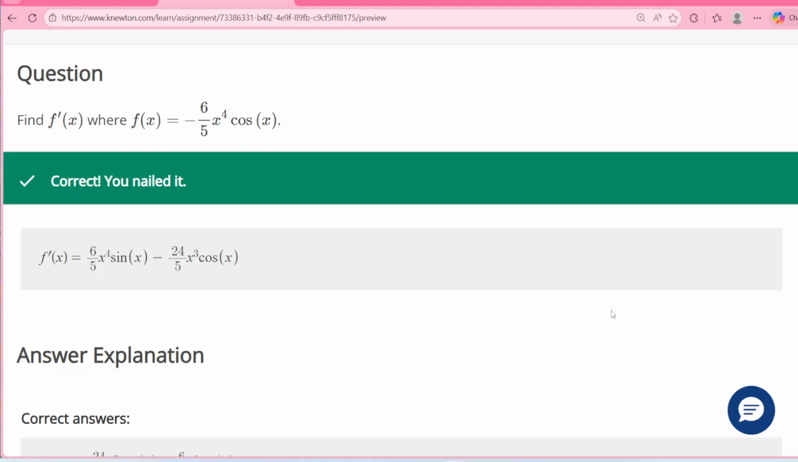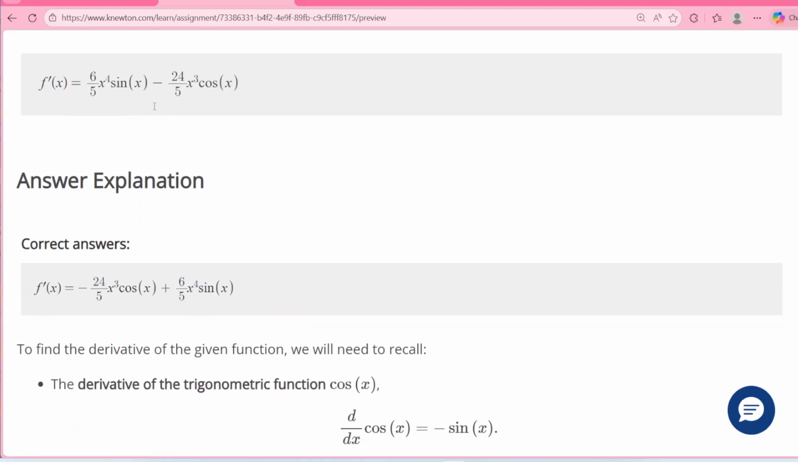All right, great. So they did the other order. Remember when you add, you could put the terms in either order. It's the same result.